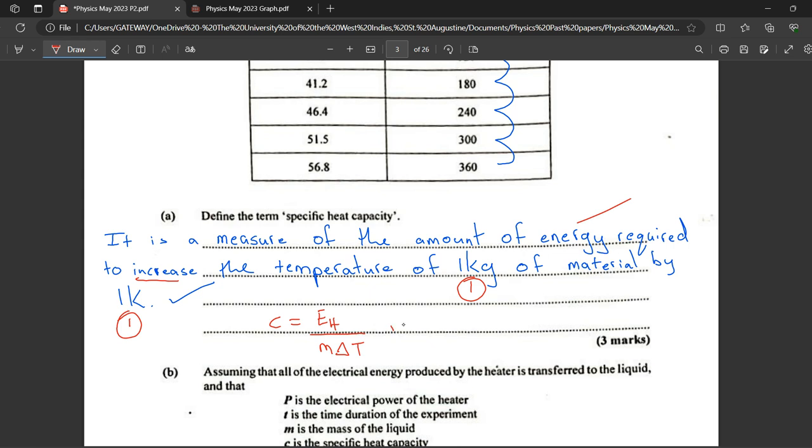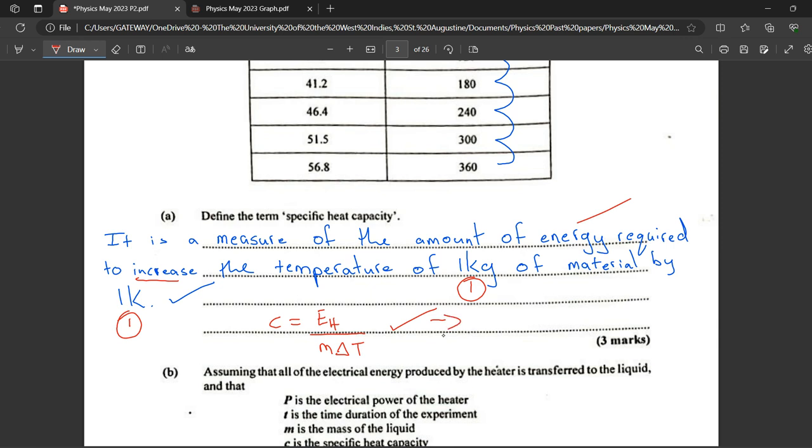Now, if you know this formula, you could define specific heat capacity. So, straight from this formula, this is the amount of energy required to increase the temperature of 1 kilogram of a material by 1 Kelvin, because you have mass at the bottom and you have temperature change at the bottom. So, it's the amount of energy required to increase the temperature per kilogram of the material per degree Celsius, if you want to say, or per Kelvin. Right, so that's very important to note.